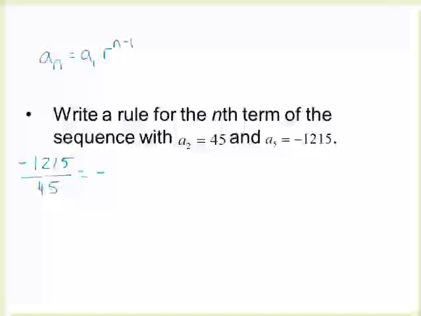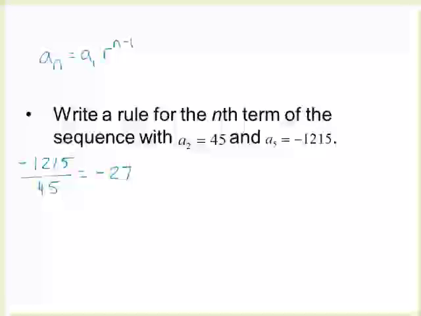And that gives us negative 27. But those aren't 2 terms that are right next to each other, so our ratio is not negative 27. But negative 27 is in some way a multiplier here. How far apart are those terms?